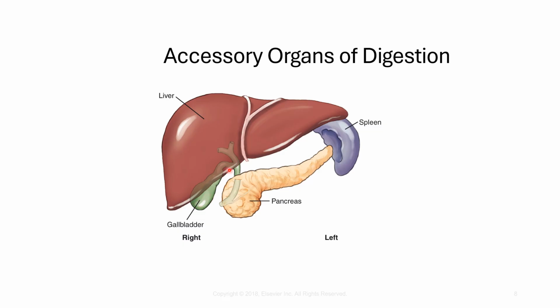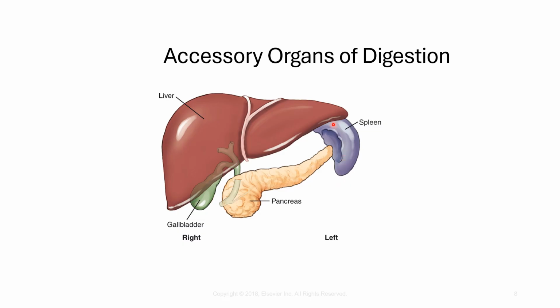And then if you have a gallbladder, the purpose of the gallbladder is to store the bile that's created in the liver. The pancreas releases enzymes that break down starches, and the head of the pancreas is actually nestled in the C-loop of the duodenum.